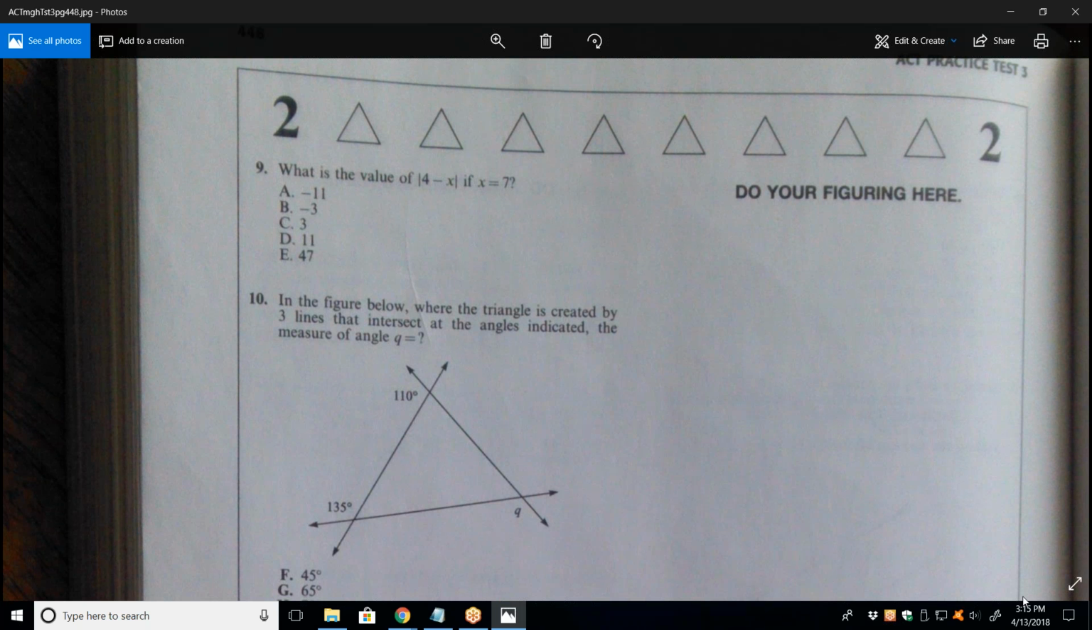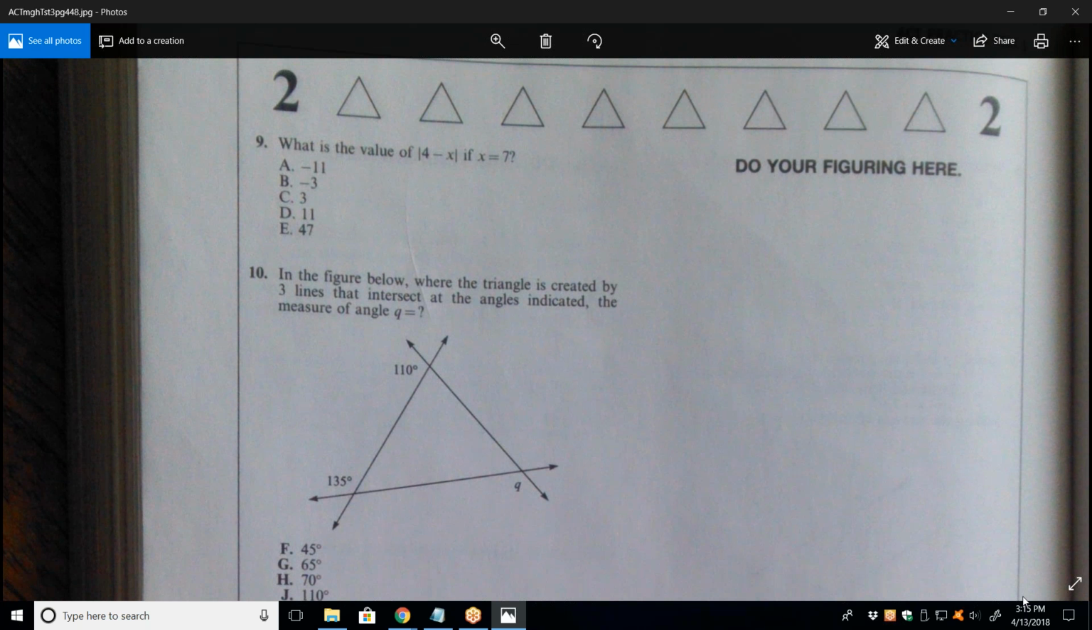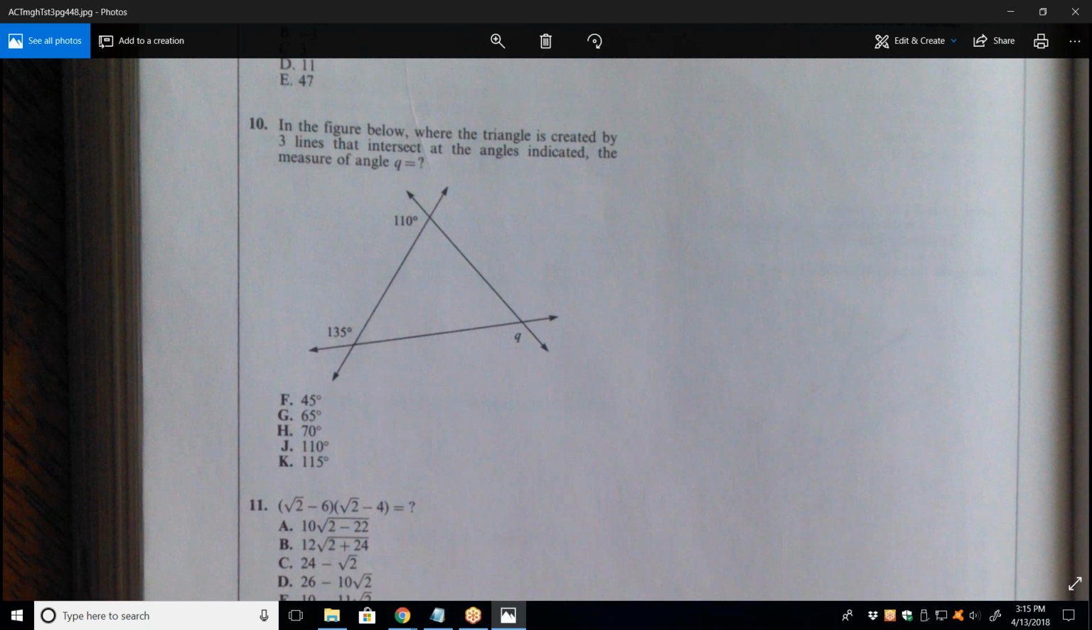Okay. So, let's start with 9 here. This is test 3. We were just on test 2. So, is the answer C? Good. Number 10.